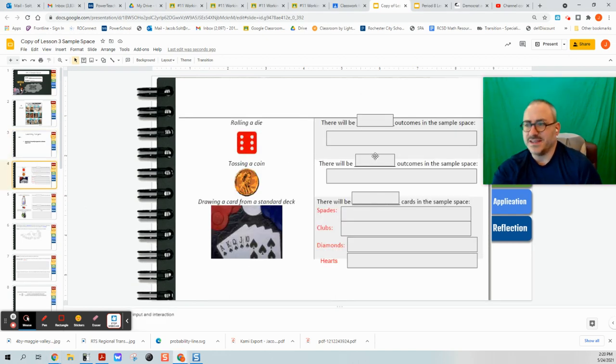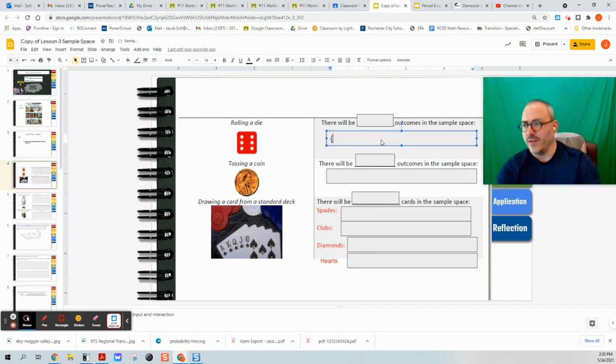which is like the universal set, so to speak, to connect it back to what we were learning with set theory. All right, so here, we're going to roll a die. It's a six-sided die. What are the number of possible outcomes we could get?